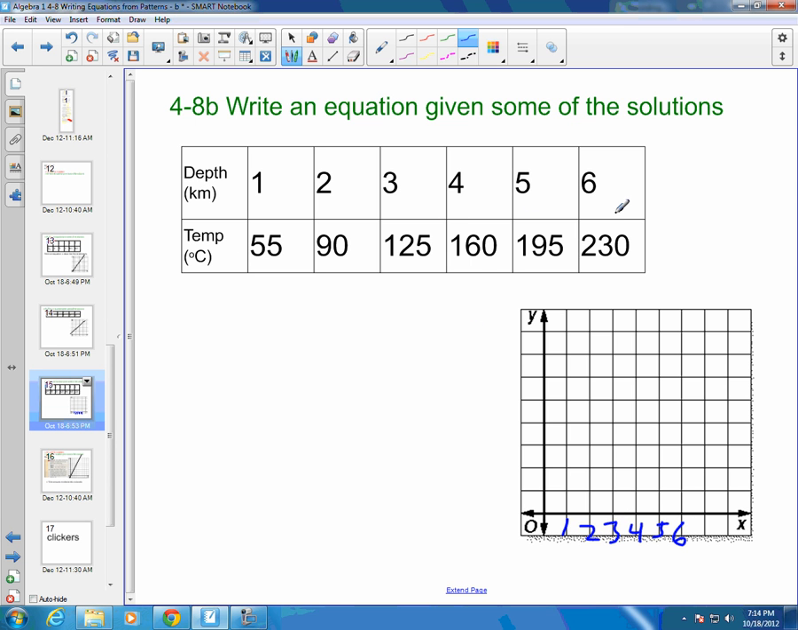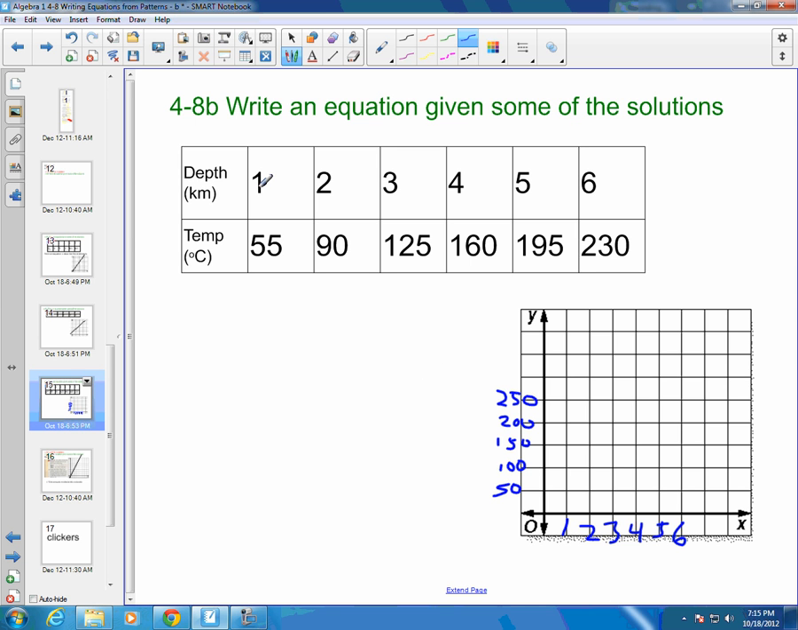My y's are going all the way up to 230. So let's see, 10, 20, 30, 40, that's not going to work. 20, 40, 60, 80, 100, 120, that's not going to work. How about 50, 100, 150, 250, let's go by 50s so I can get this data on here. So I just check my counting bys to see what's going to actually work with the numbers I have. That's the easiest way to figure out what to count by here.